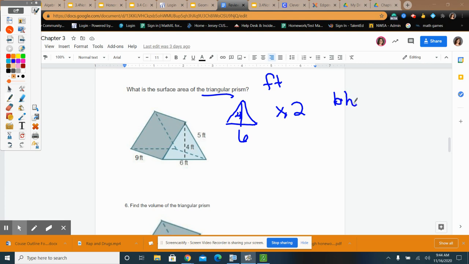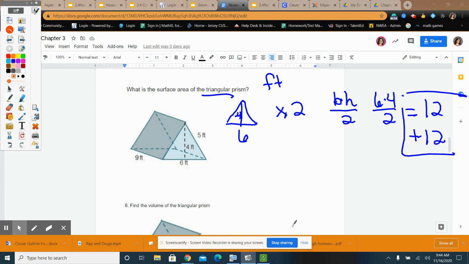That's base times height divided by 2. That's 6 times 4 divided by 2. 24 divided by 2 is 12. But there's 2 of them. Don't forget that. So it's going to be 12 plus 12. I'll just go ahead and write it down.